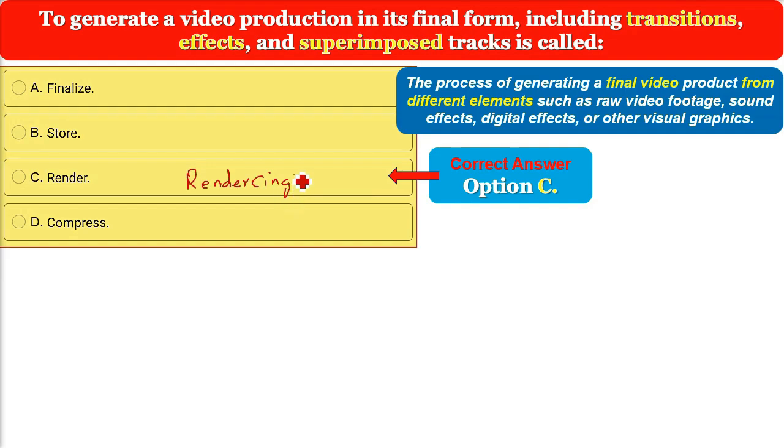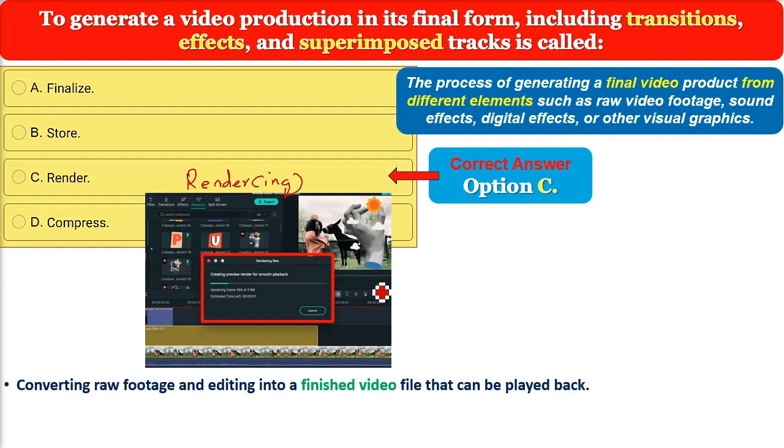So this render or rendering is the process of generating the final video product from different elements like the raw video footage, the sound effects, the digital effects, and other visual graphics. And the process of generating a video production in its final form, which includes all these transition effects and superimposed tracks, is called rendering.